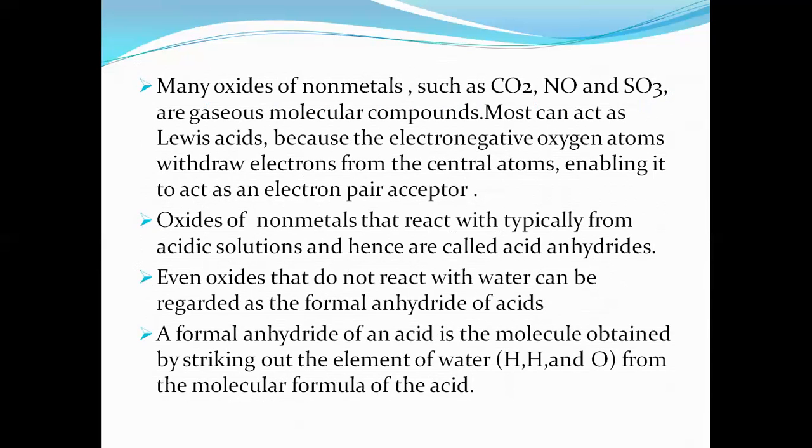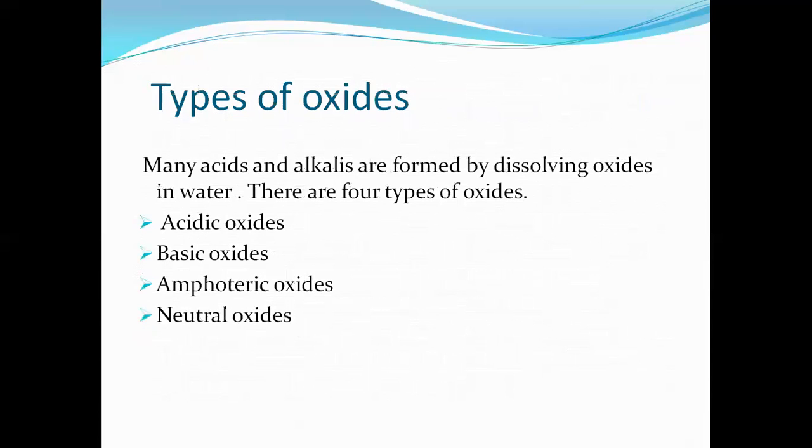Even oxides that do not react with water can be regarded as a formal anhydride of acids. A formal anhydride of an acid is the molecule obtained by striking out the elements of water from the molecular formula of the acid. Types of oxides. Many acids and alkalis are formed by dissolving oxides in water.